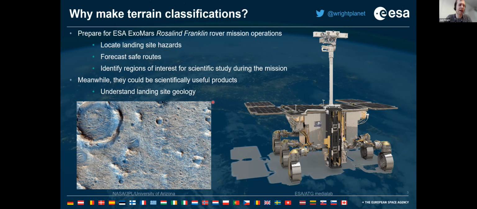And another useful outcome is that these terrain classifications may help scientists figure out where the regions of interest are in the landing site so that they can make the first initial plans for how the rover will traverse. And even before the rover arrives, these products might be useful scientifically. And I'll speak more about that later. So these are the good reasons to do these terrain classifications.